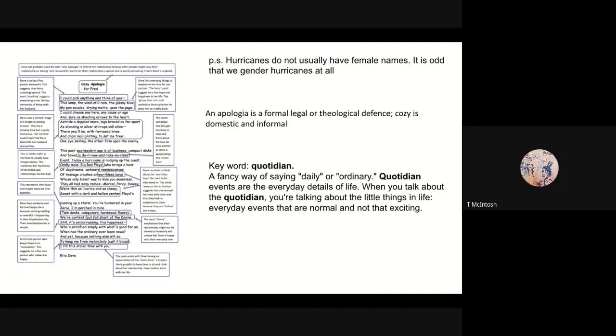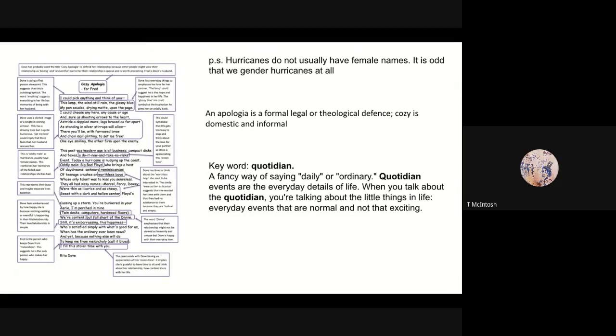Last poem, Cozy Apologia for Fred. Now, we would normally refer to this as Cozy Apologia, but both those things are part of the title. It's the only poem, this last one by Rita Dove, that is directly dedicated to someone, and that is not a normal thing to do with a poem. But like Elizabeth Barrett Browning, this one's addressed to her husband. As you will have discussed endlessly, Cozy Apologia is an oxymoron.